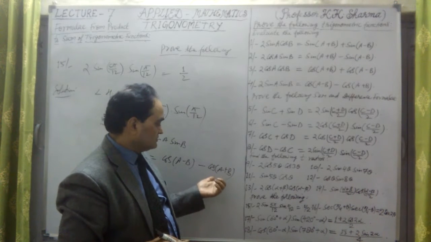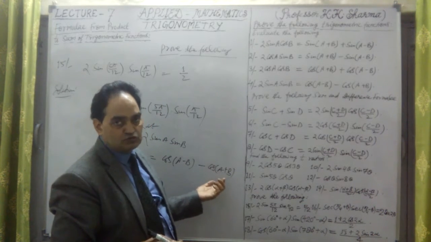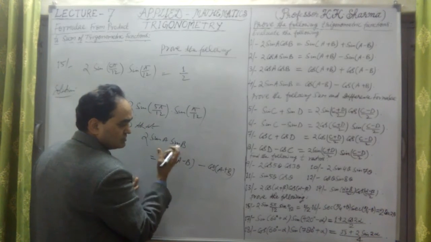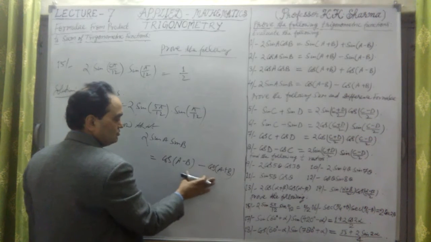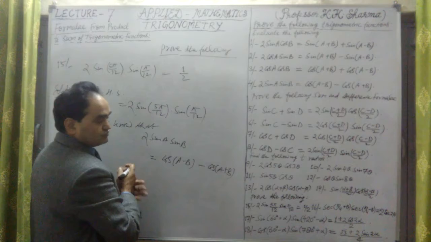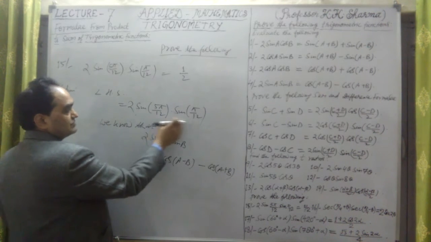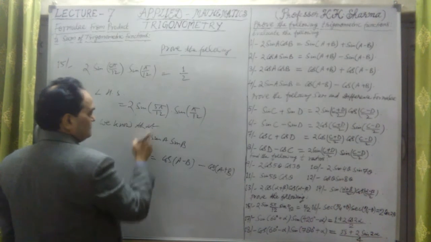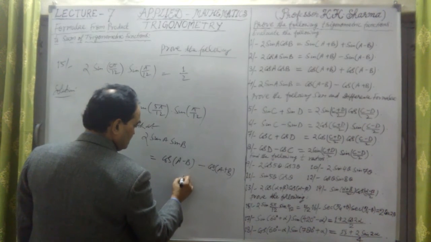Okay, you have to understand that this formula is to be remembered. The fourth formula is a different, unique one. Please just try to understand. This is cos A minus B first, then minus cos A plus B, from the fourth formula. So this is the 2 sin A sin B type formula. Okay, so here A is 5 pi by 12, let me put here.